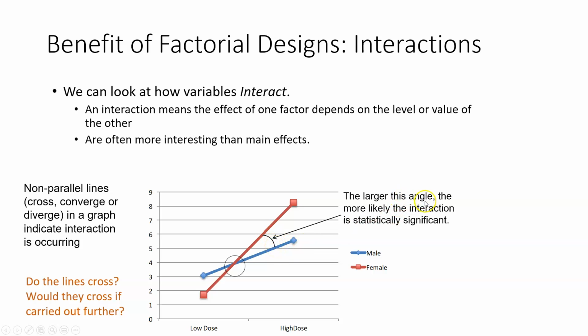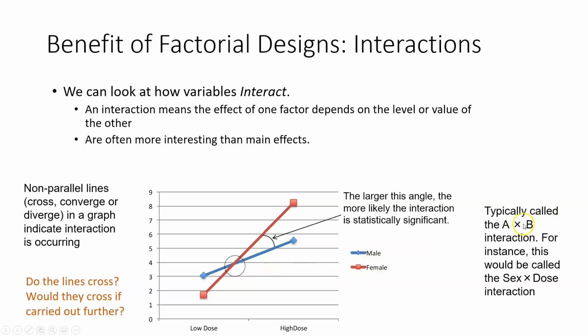So the larger the angle, the more likely the interaction is to be statistically significant. So if the lines are pretty much parallel, then we could say there's no significant interaction. Whereas if they're dramatically not parallel, then we would have to say that there is a significant interaction.